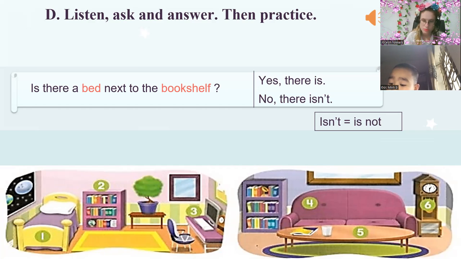Is there a bookshelf behind the sofa? No, there isn't. Five. Is there a table in front of the sofa? Yes, there is. Six. Is there a clock next to the table? No, there isn't. Okay. Hey, good work.